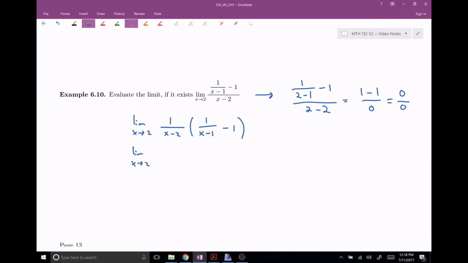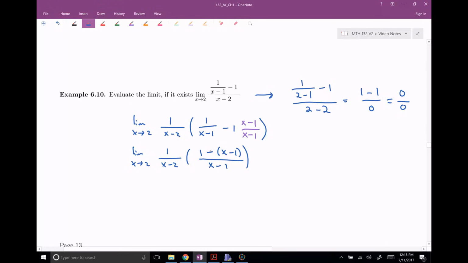Let me go ahead and write then, let's see, the common denominator should be x minus 1, so I'm going to go ahead and multiply this 1 right here by x minus 1 on top and on bottom. And so this is going to give me 1 minus x minus 1, all divided by x minus 1, right? I have that common denominator now.